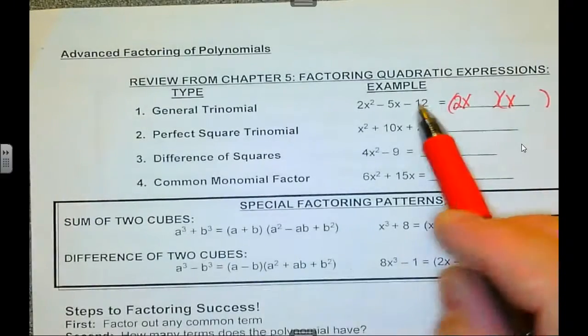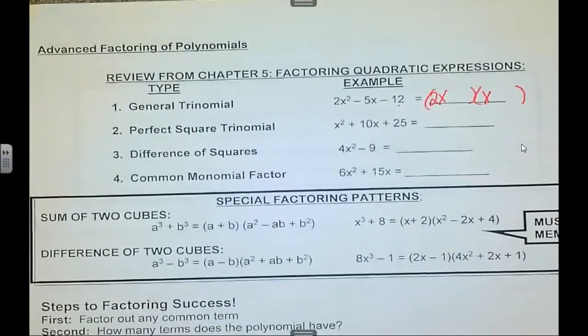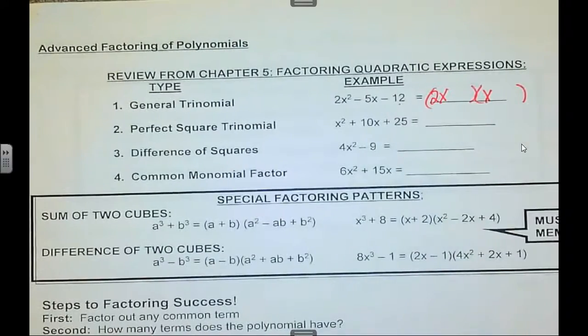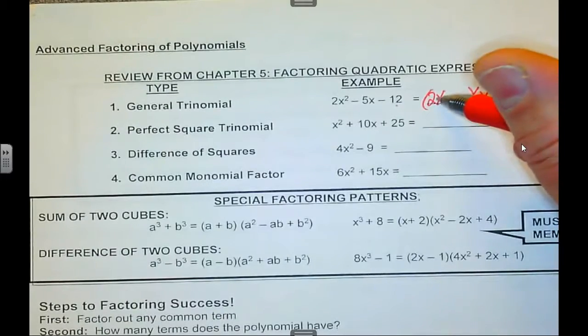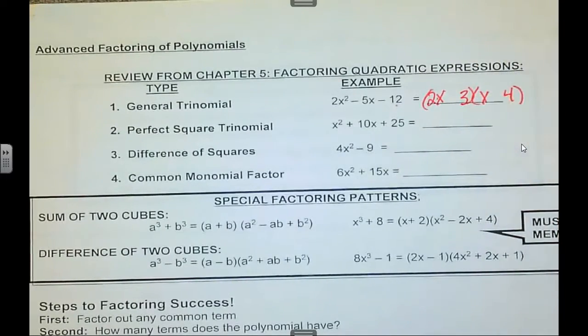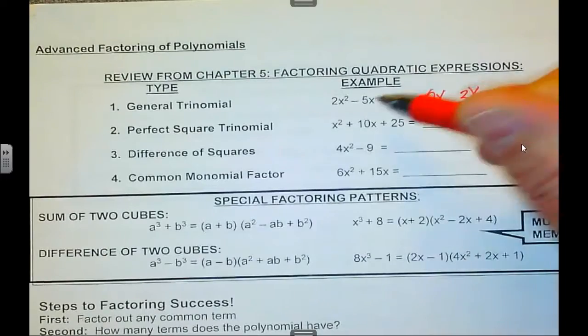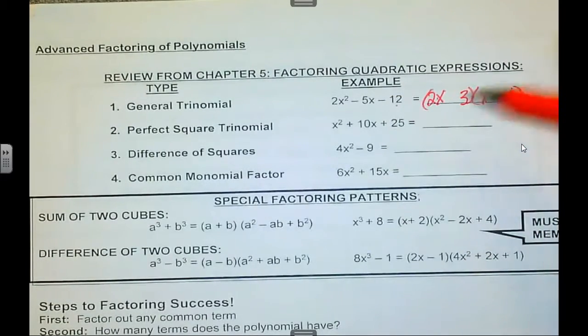I have to think of the factors of 12. They multiply to negative 12 and add up to negative 5. I'm thinking, how about 4 and 3? 4 times 2 is 8, and I got 3 left. I've got to make this negative, so it would be a negative 4 and a positive 3. Easy peasy, right?